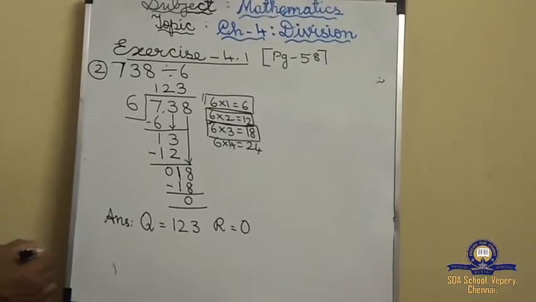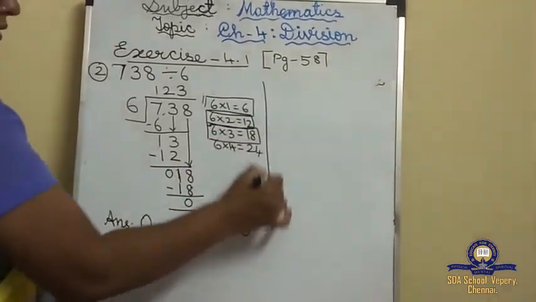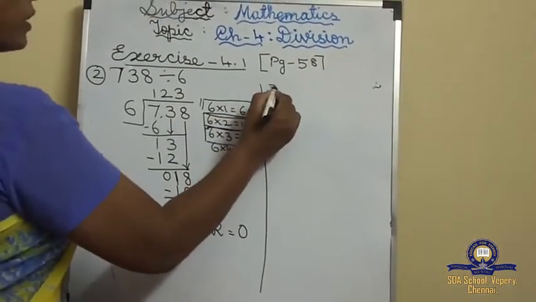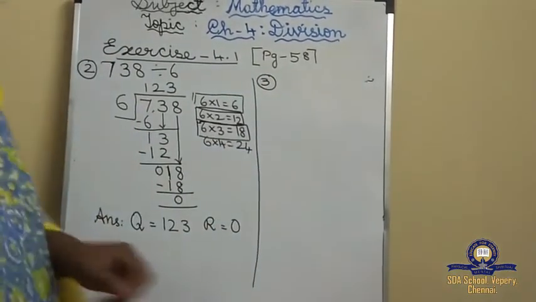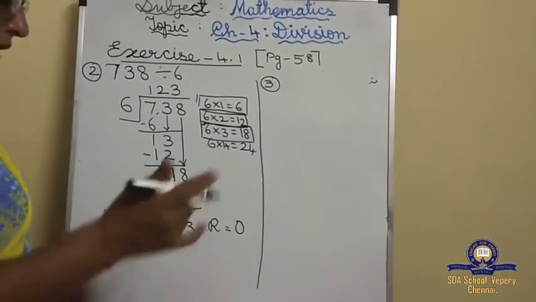Understood, children? Okay. We'll do the third sum. Shall we do the third sum, children? Okay. We'll do the third sum here.